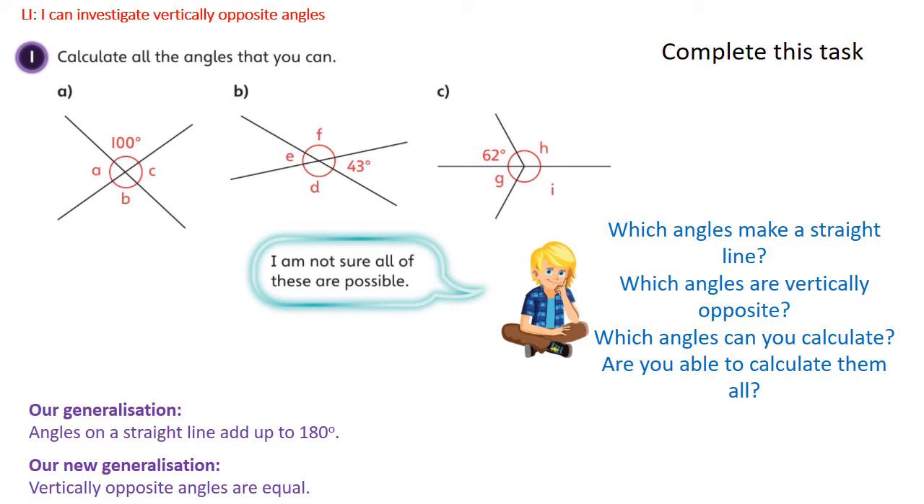Now on C, what do you notice that is different in C? Have we got two straight lines that cross at a point? This one isn't straight, is it? So therefore, our vertically opposite angles do not work because this is not a straight line. We can find H because 62 and H is on a straight line. So 62 plus H equals 180 degrees. But actually, we can't find those other angles.